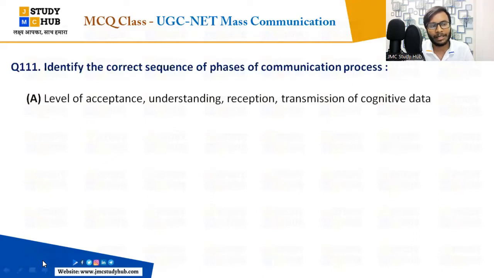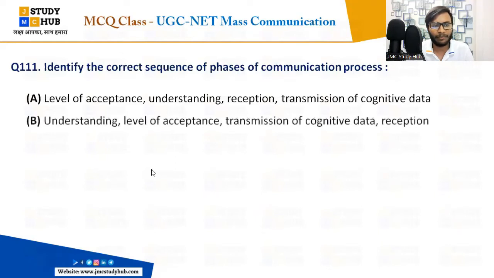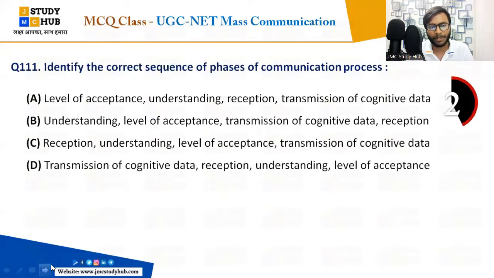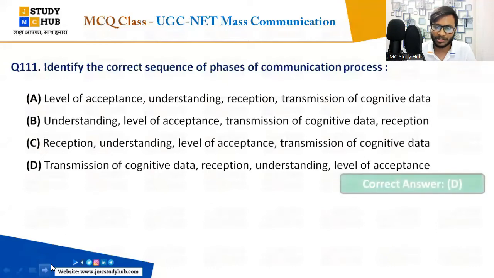Here the options are level of acceptance, understanding, reception, transmission of cognitive data. Understanding, level of acceptance, as well as transmission of cognitive data and receptions. Everybody, please answer the correct one. Which one is more appropriate according to the phases of the communication process? You have to arrange in a sequence. Theek hai, jaldi se batayenge. Very important. Yes, so the right answer is D.